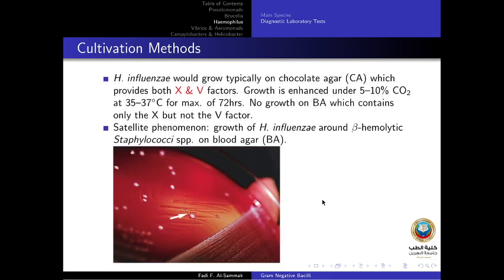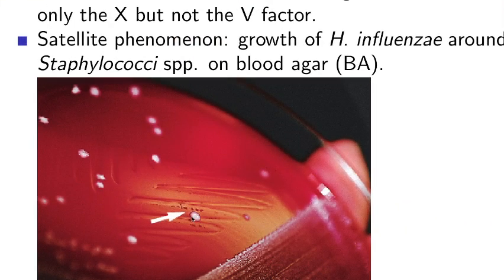Now there is what is called the satellite phenomena. In this phenomena, there will be growth of H. influenzae around beta hemolytic staphylococci species on blood agar. As you can see here in this image, this is a blood agar, and the white large colonies are actually staphylococci. They are beta hemolytic staphylococci.